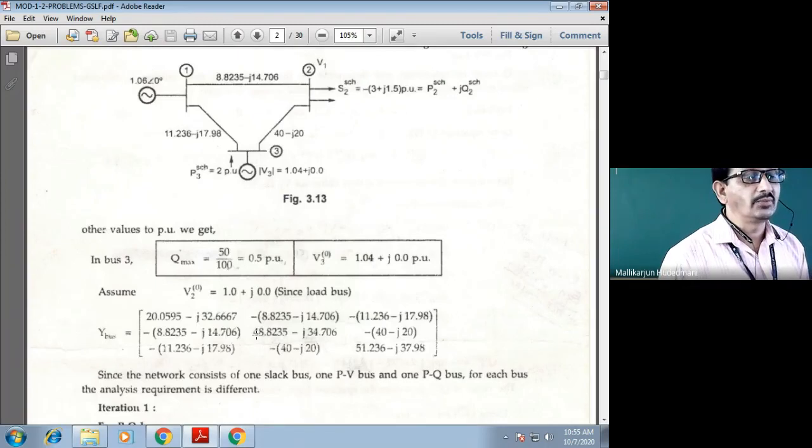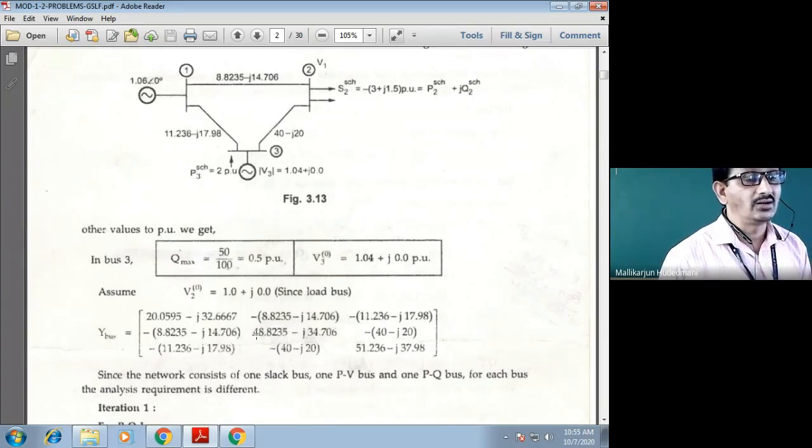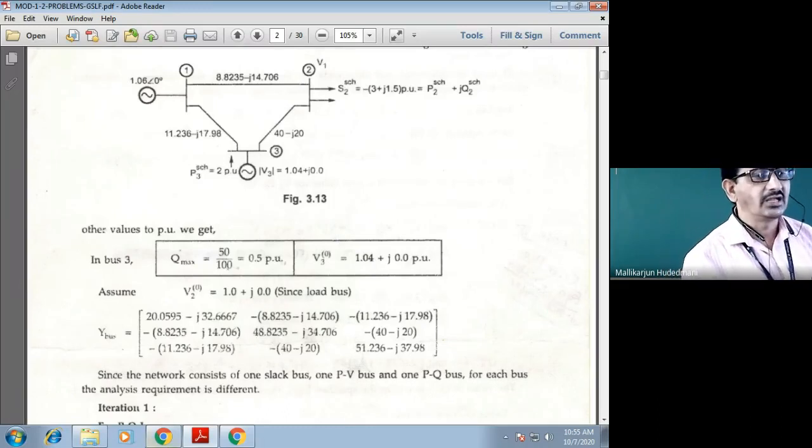So what are the unknowns for me? Slack bus power I should not touch. It should be done at the end of the convergence. Hence my immediate bus is bus number 2. Bus number 2 is load bus by type. If P and Q are given, what are the unknowns? V and delta are unknown. So for me that stands as my first calculation.